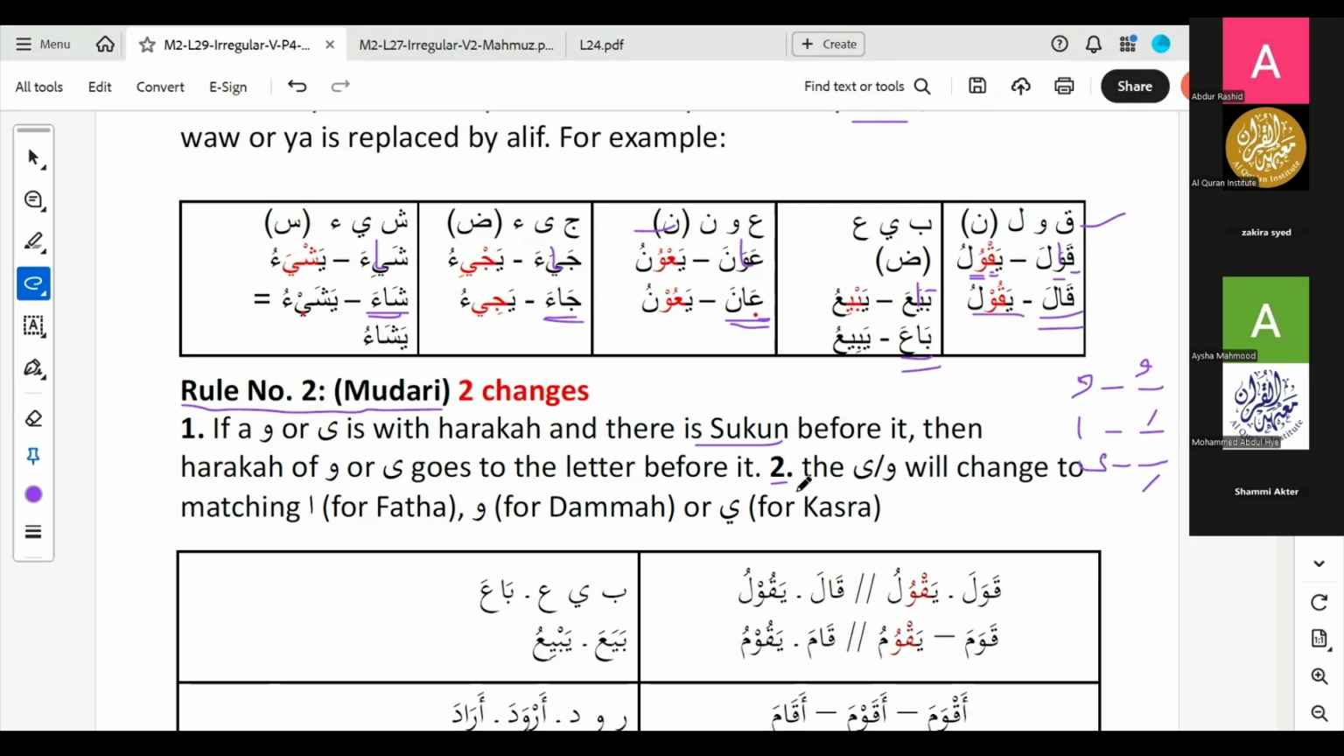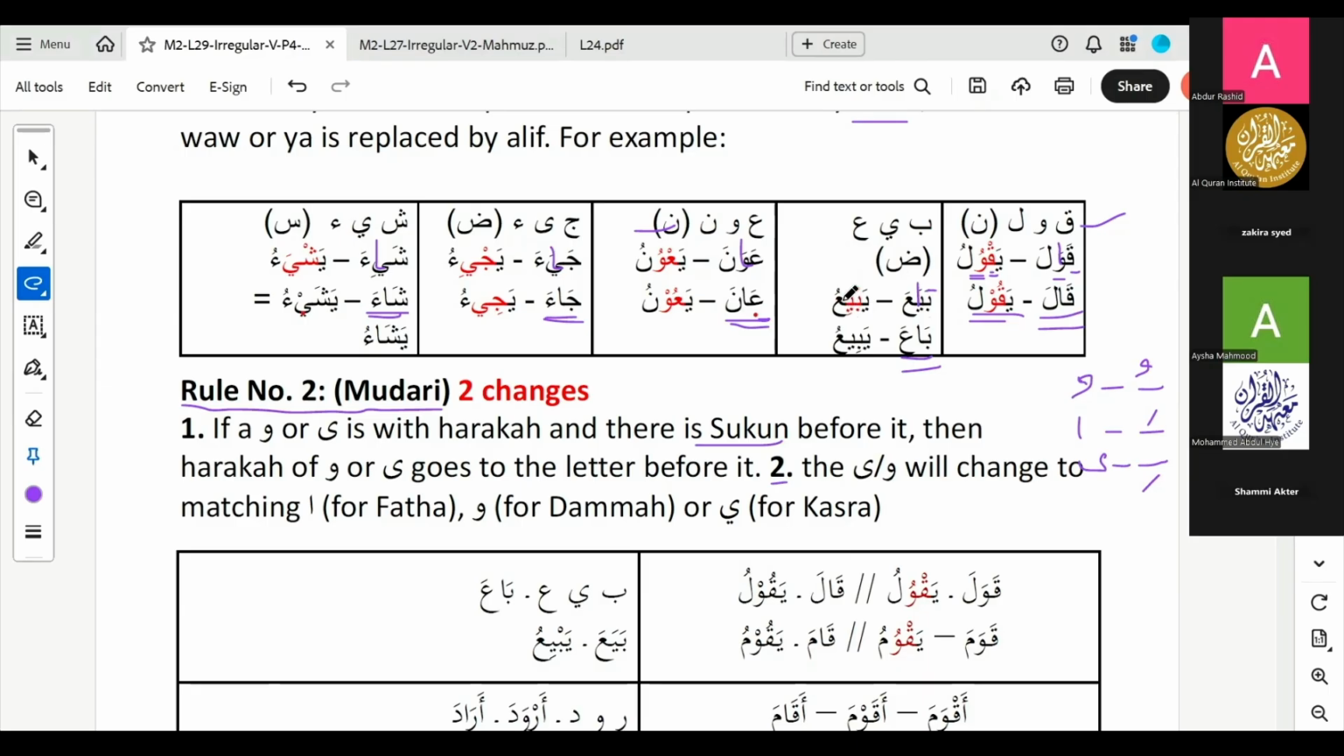So based on the second rule, we have waw, and that harka is transferred to the fa letter. This waw matching, we have waw only. So no need of any change. So it becomes yaqulu only. So the next example, yabi'u.